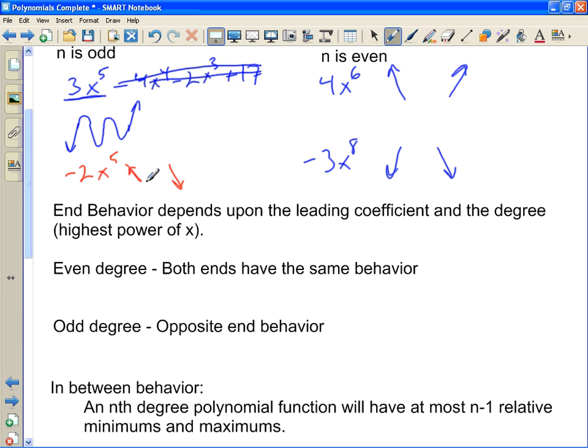Now, that doesn't mean I'm always going to have that many. Maybe it just does that. But it's possible to have up to 4 of those relative minimum maximums. And over here I can have a maximum of 5 little bumps. So 1, 2, 3, 4, 5. Or I could have fewer. Maybe I just have that.